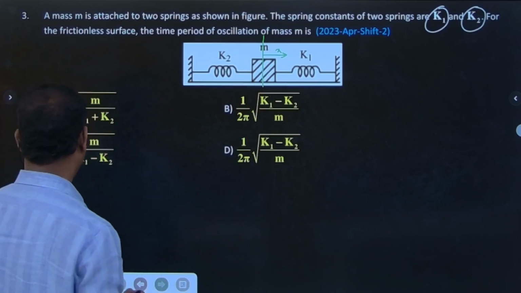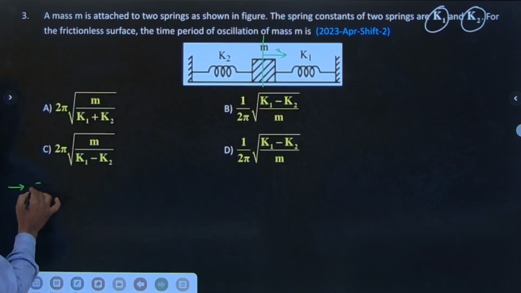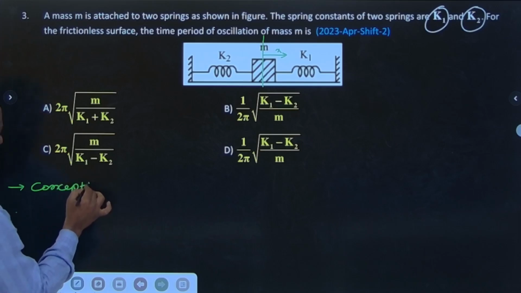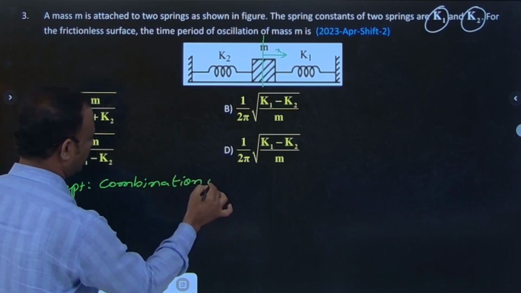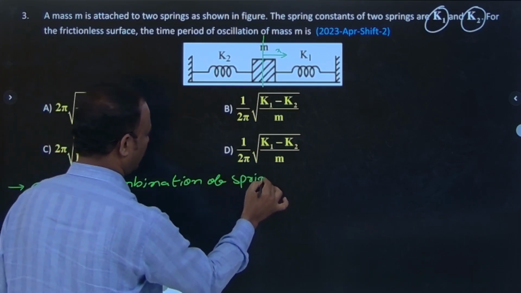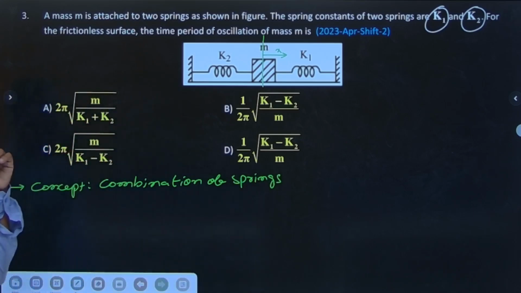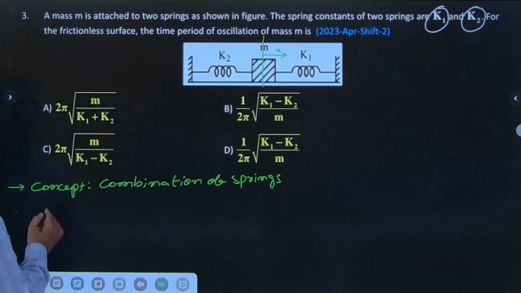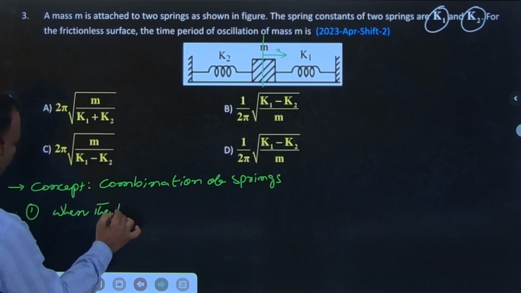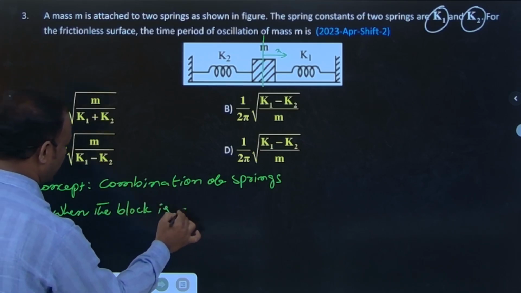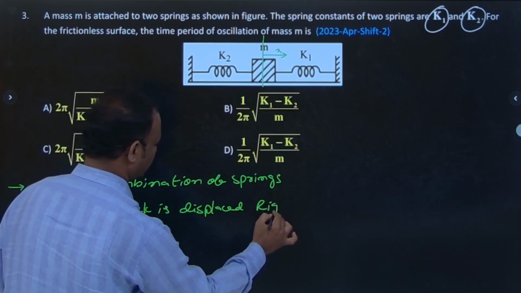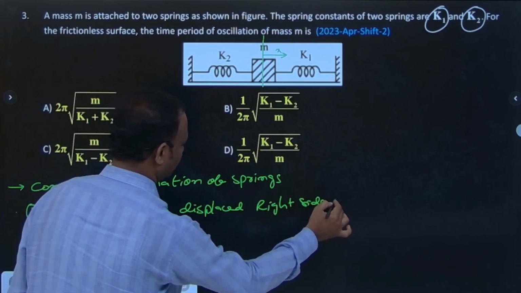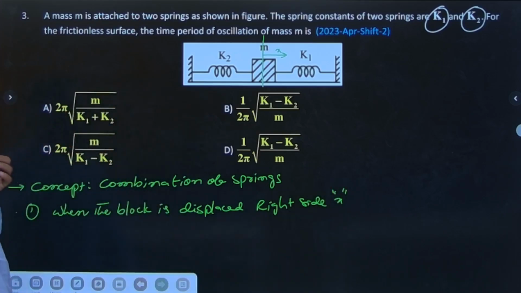So what is the concept based on this? The concept is combination of springs, a series and parallel combination. Next condition: when the block is displaced to the right side through a distance x.